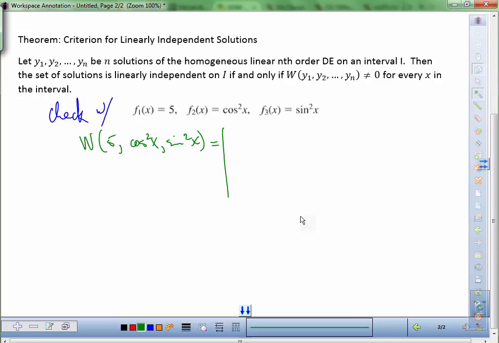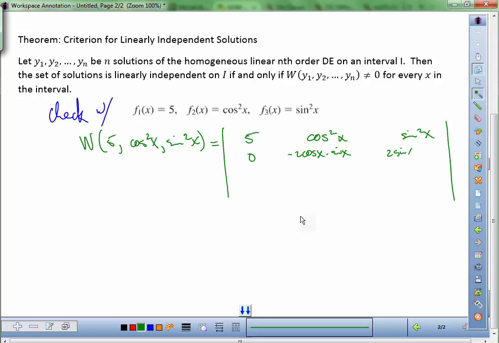First, we'll list them out in order up on top. So this is 5. I'm going to make some space here because when I take the derivative, it looks like I might need some room. Cosine squared x and sine squared x. The derivative of 5 is 0. That's nice. The derivative of cosine squared x is 2 cosine x to the first power times the derivative of cosine, negative sine x. Negative. And the derivative of sine squared x is 2 sine x cosine x.